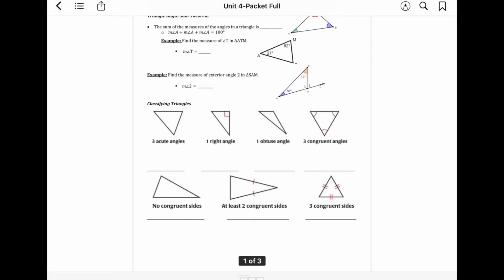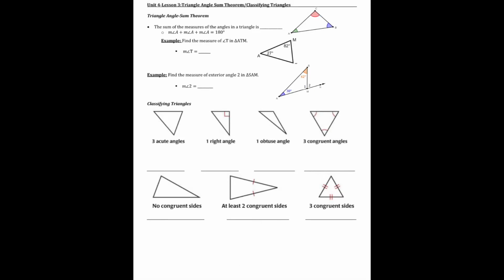Hey guys, so in this video I wanted to go over Unit 5 Lesson 3. In Unit 5 Lesson 3 we are talking about triangles, and we are going to add all of our angles up, and that is going to give us 180 degrees. So that is what the triangle angle sum theorem means.